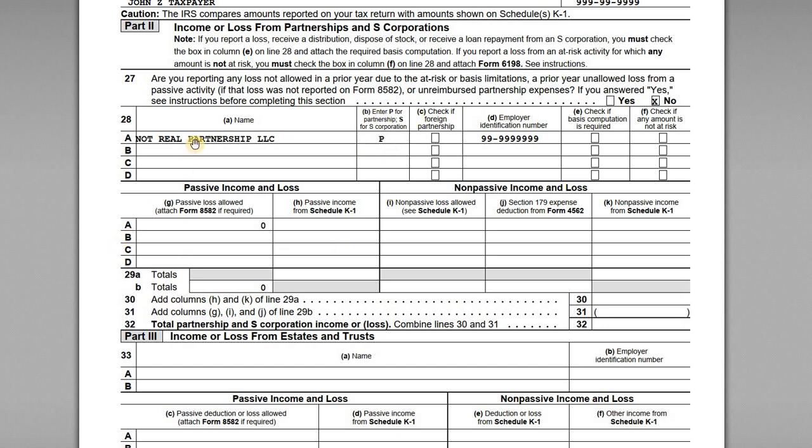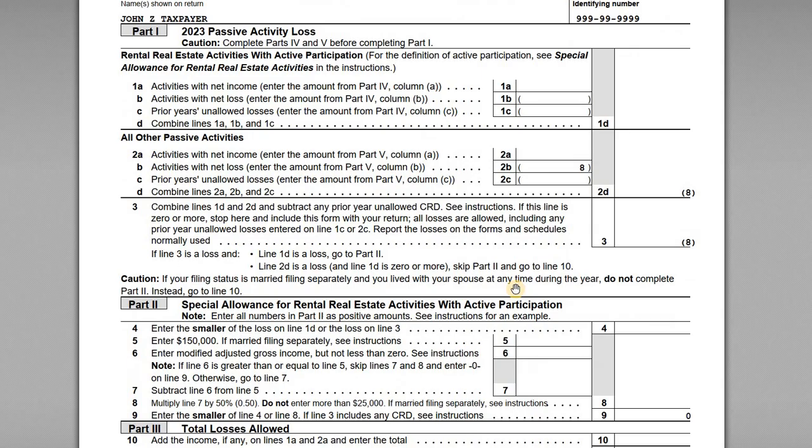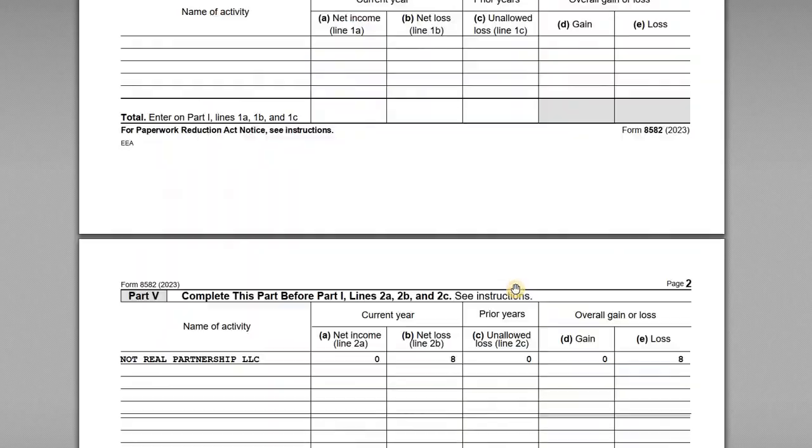But you notice here on row A for this partnership, the amount of loss that's being allowed is 0, right? We don't have a -8. And why is that? It's because it's a passive activity to John. So he does have to complete the Form 8582. This is where you would report any kind of losses from passive activities that cannot be used in the current period. So they have to be suspended and carried forward to the next year.